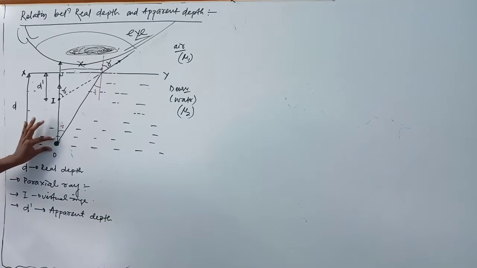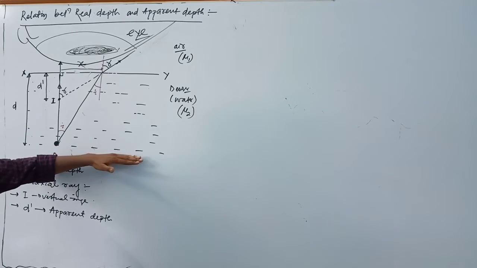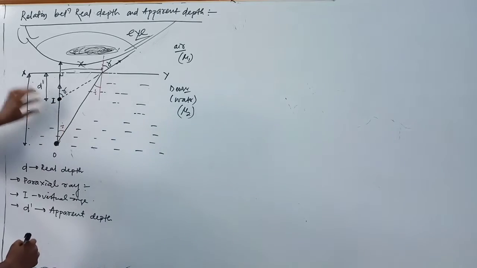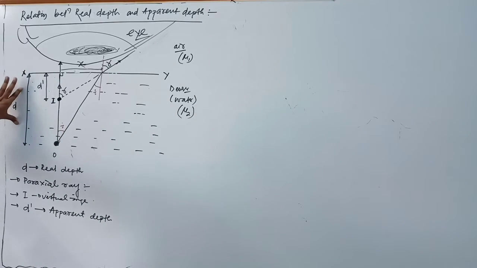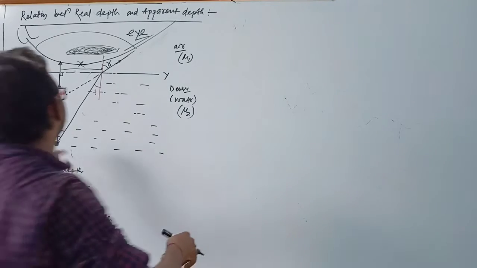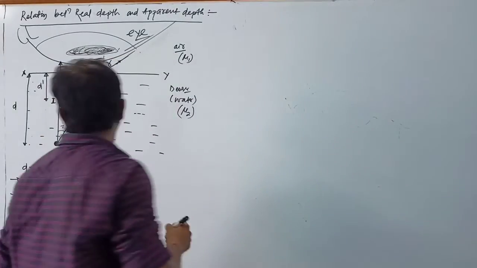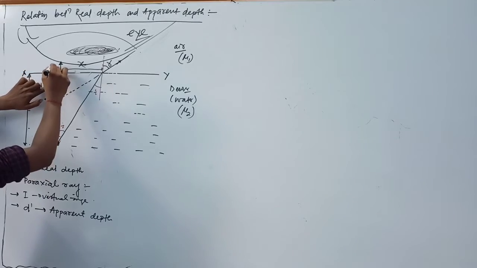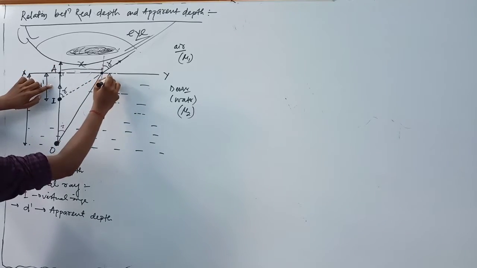Actually the object lies at the bottom point of the water, but it looks like it is at this point. So this is apparent depth and this is the real depth of the object. So we have to find a relation between apparent depth and real depth. Clear? Okay. Now use this triangle here. Suppose this is a right angle triangle. We are naming this point O, this point A and this point B.